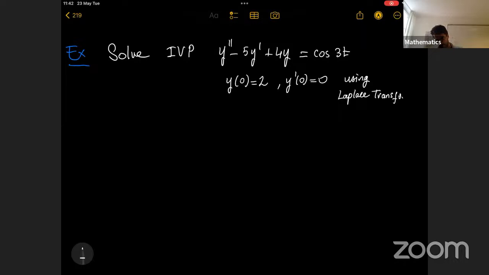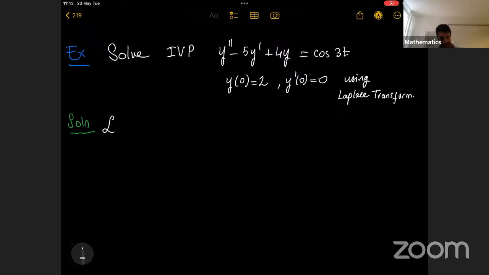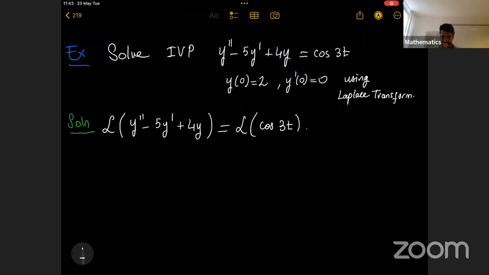Well, of course, you can solve this with variation of parameters, or you can guess the particular solution, solve the homogeneous equation and combine these two. You can solve it in different ways. Here, we will do it by Laplace transform. Okay, let's solve it. We will apply the Laplace transform to both sides. Laplace transform of y double prime minus 5y prime plus 4y is equal to the Laplace transform of cosine 3t. And let's denote the Laplace transform of y(t) by Y(s) for simplicity.